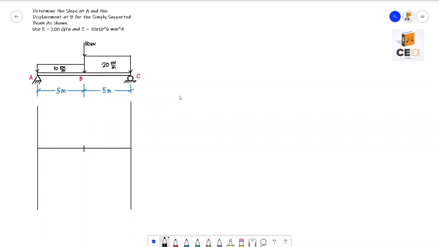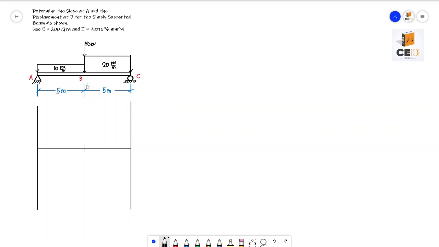So dito naman sa topic natin, matatakal naman natin yung mga uniformly distributed loads na nag-a-act sa beam natin. So to start, ito yung problem natin. Determine the slope at A and the displacement at B for the simply supported beam as shown. Use modulus of elasticity equal to 200 GPa and moment of inertia equal to 70 times 10 raised to 6 mm raised to 4.